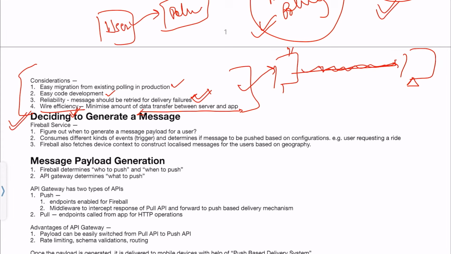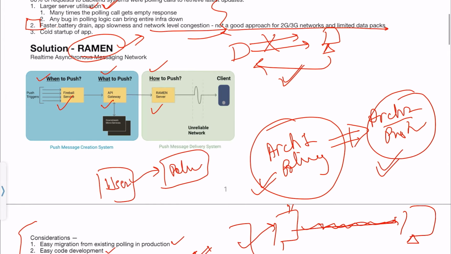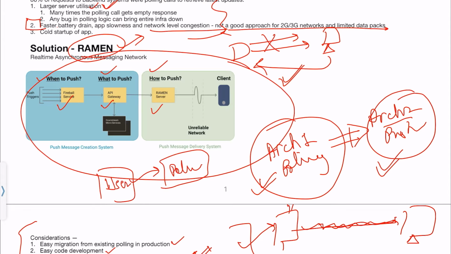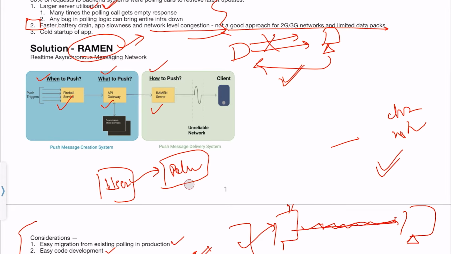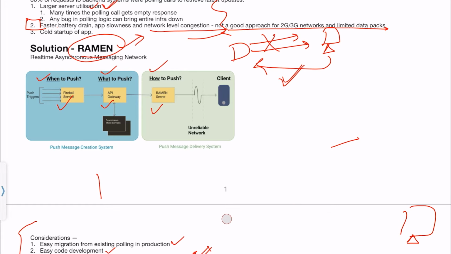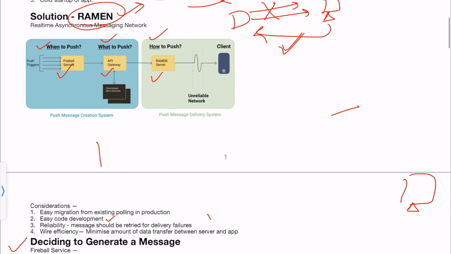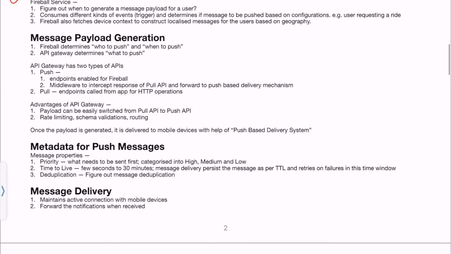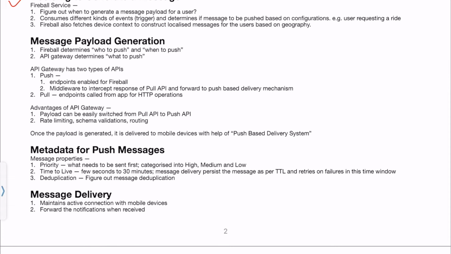Great. Now how are we doing this? So this particular architecture, let's clean it a little bit. What we are trying to do here, we discussed that the firewall service figures out when to push, then the API gateway figures out what to push, and the RAMEN service is responsible for delivering these notifications, basically pushing those notifications out to the users.